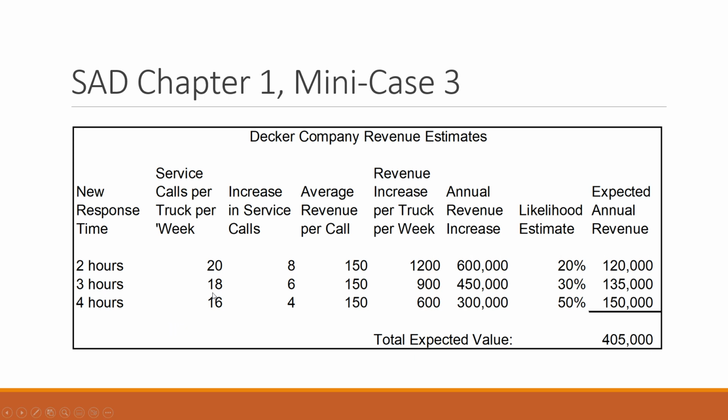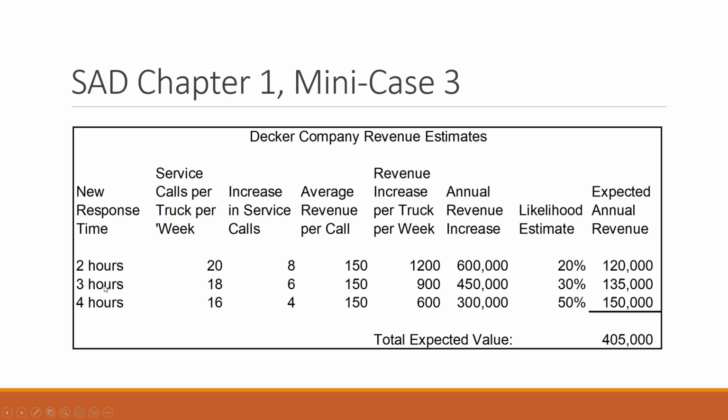estimated value. So, you can read the case, but if the new response time is 2 hours, they can make 20 service calls a week. That's 8 more than they can do now. We make $150 for each service call. And so this is the increase per week per truck. And then, so we expect if we can get it down to 2 hours, we get $600,000 as what we increase our revenue.